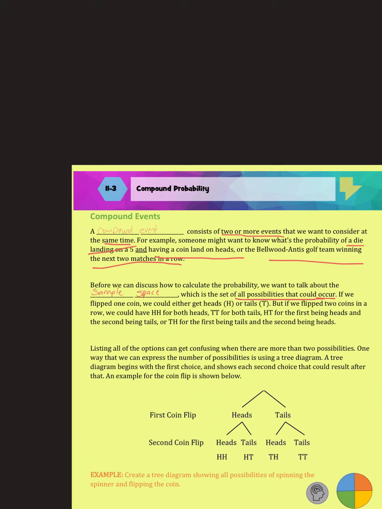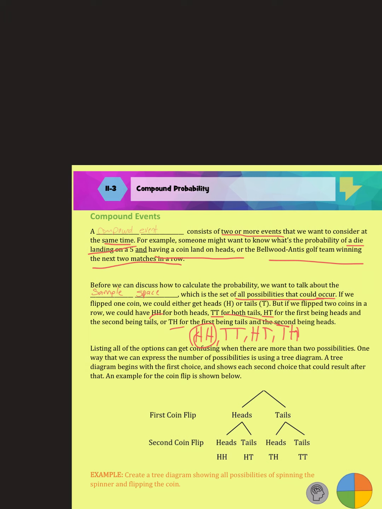If we flipped 2 coins, it could be heads, heads. It could be tails, tails. It could be heads, tails, or it could be tails, heads. See how there's 4 different options: heads, heads, tails, tails, heads, tails, or tails, heads. Of those 4 possibilities, you might want to know, like, what's the probability of getting heads twice in a row? Well, that only happened 1 time out of the 4 possibilities, so 1/4.